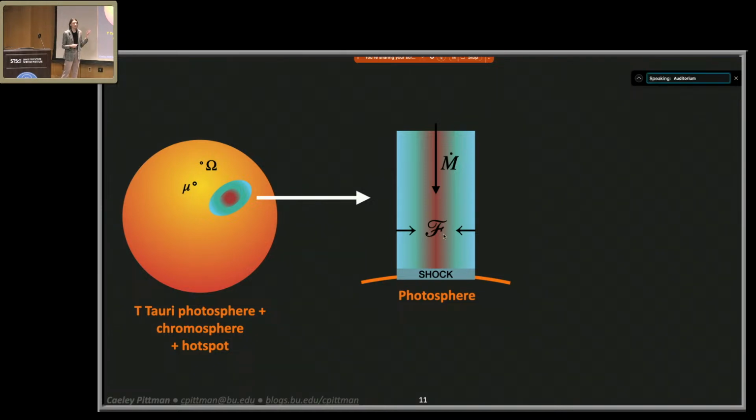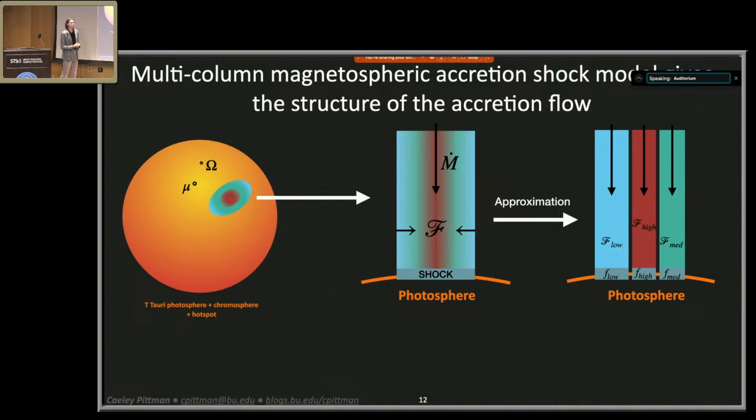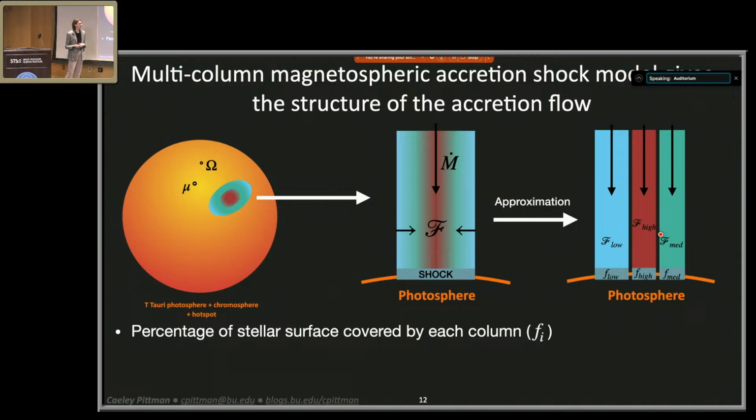And it's fairly complicated to model this as a continuous function. So we simplify it by using 3 accretion flows of different energy flux densities, which I'm calling the low, medium, and high energy flux density. So by fitting this model to the HST spectra, we're able to get 3 primary results.